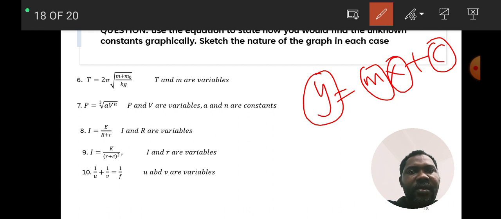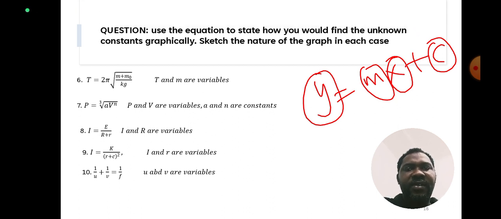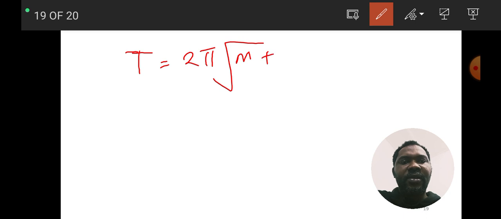So the number 6 question here we have is T equals 2 pi root of (m plus m naught) over kg, and we are told that T and m are variables. What that means is that the rest are constant. So how do we find the constants in each case, and how do we sketch the nature of the graph? The question is T equals 2 pi square root of (m plus m naught) all over kg.